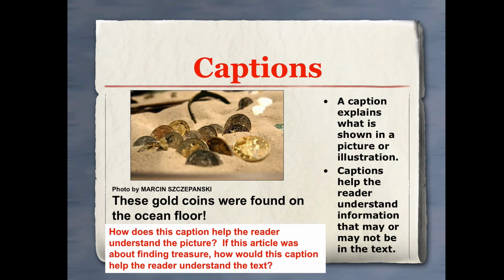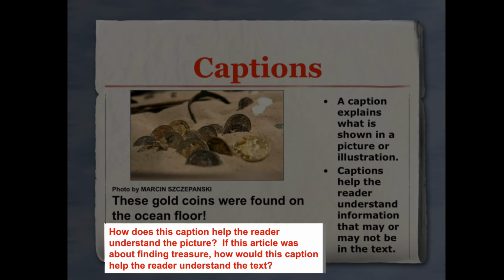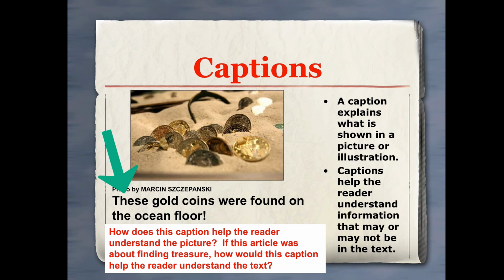Example is we have some gold coins. Well, these gold coins were found on the ocean floor. There you go. There's your caption. So now you understand more about the picture. If you just looked at that picture with no caption, you wouldn't really understand where it was, or what it really was. You might not understand it was even gold coins. So if this article was about finding treasure, and then you look at the picture and see this caption, it would better help you understand, on the ocean floor.